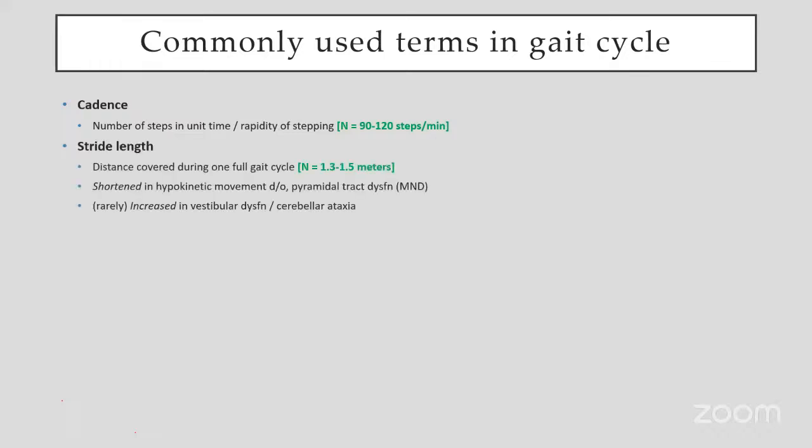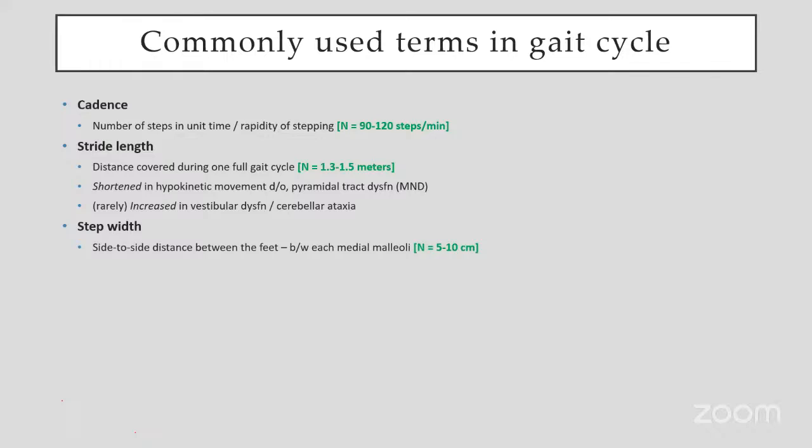So moving on to commonly used terms in gait cycle. First is cadence, that is the number of steps in unit time or the rapidity of stepping. Normal is around 90 to 120 per minute. Followed by stride length, that is the distance covered during one full gait cycle. Normally it is around 1.3 to 1.5 meters. This is shortened in hypokinetic movement disorders and pyramidal tract dysfunction, especially MND, and rarely it is increased in vestibular dysfunction or cerebellar ataxia. Step width is the side-to-side distance between the feet, between each medial malleoli.